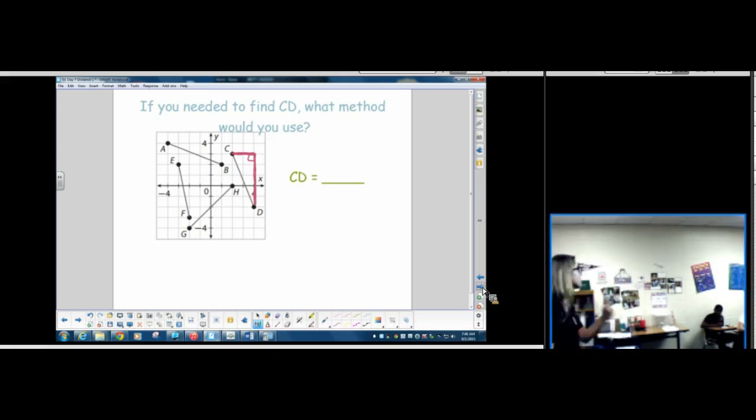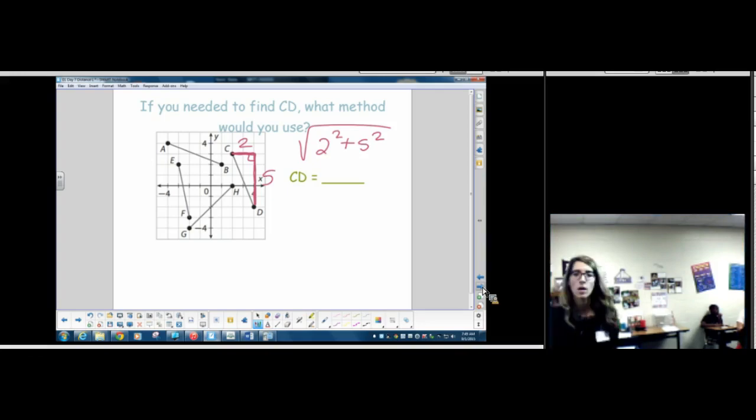If I were to count, John, are you watching? You're not even looking at me. If I were to count, this leg is what? 2. This leg is 1, 2, 3, 4, 5. And instead of the distance formula, you're going to do 2 squared plus 5 squared, and you're going to take the square root, and it's over. You're done. And you don't have to worry about all those points and all those messy coordinates, okay? So you only use the distance formula when it's a last resort, when you have to. All right.